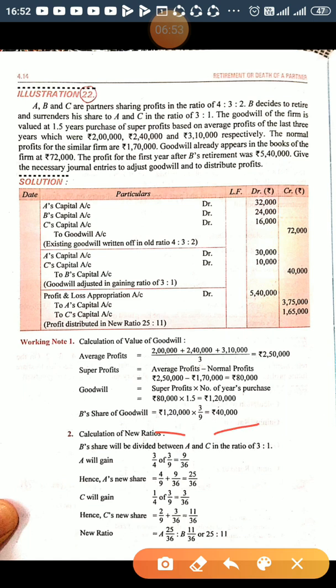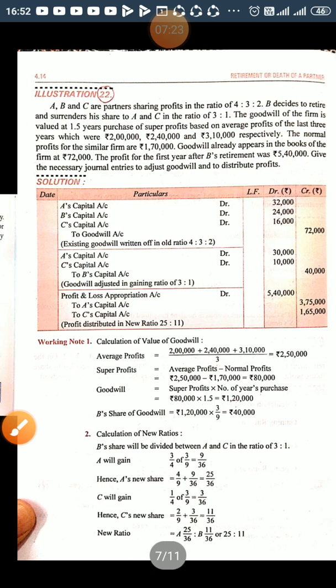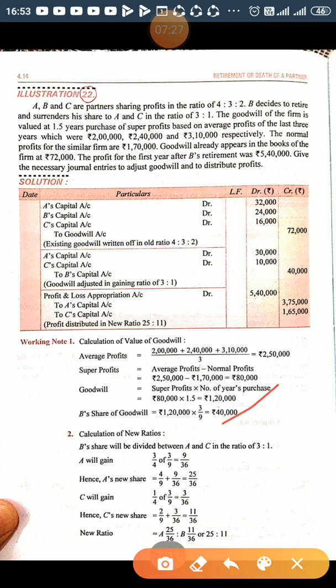So share of goodwill for B is 40,000. This 40,000 will be compensated by A and C in their gaining ratio. Since B decided to retire and surrendered his share to A and C in the ratio of 3:1, this 3:1 will be the gaining ratio between A and C, right? So this 40,000 will be shared by A and C in the ratio of 3:1.